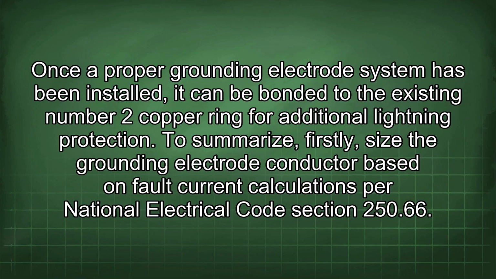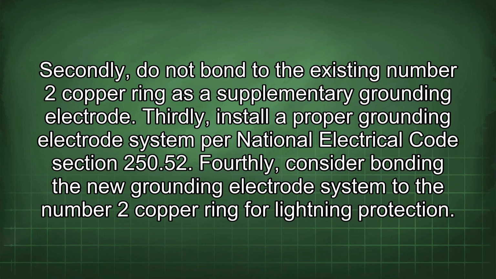To summarize, firstly, size the grounding electrode conductor based on fault current calculations per National Electrical Code Section 250.66. Secondly, do not bond to the existing number 2 copper ring as a supplementary grounding electrode. Thirdly, install a proper grounding electrode system per National Electrical Code Section 250.52. Fourthly, consider bonding the new grounding electrode system to the number 2 copper ring for lightning protection.